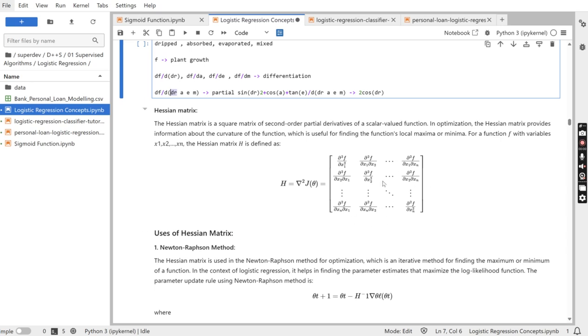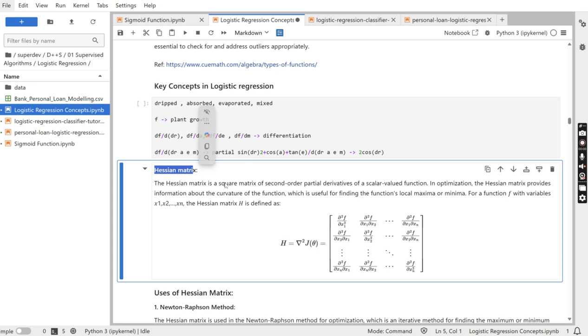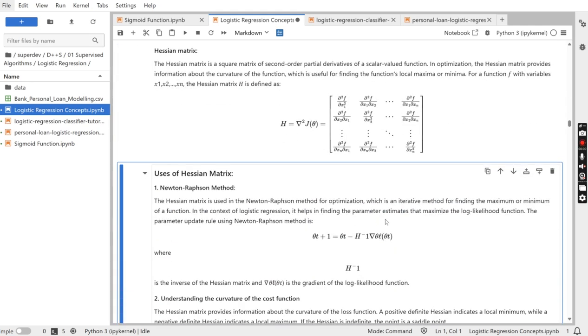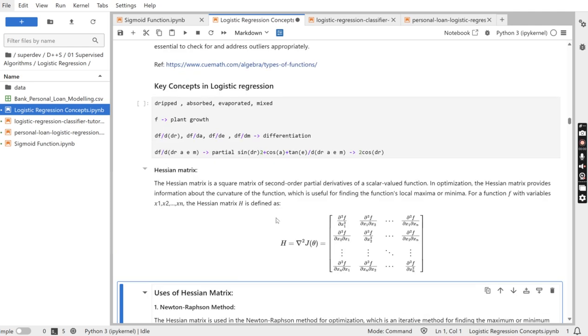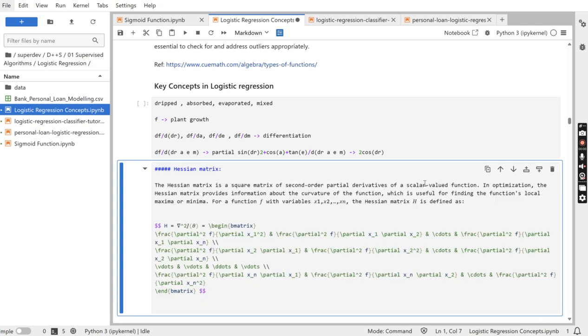Okay. They are only x terms. So the point we are trying to make is, Hessian matrix is a square matrix that calculates the second order partial derivative of a scalar valued function. Ignore the scalar valued part for now, I'll explain that. So basically, Hessian matrix is a square matrix, which is obtained by calculating second order partial derivatives of a function.